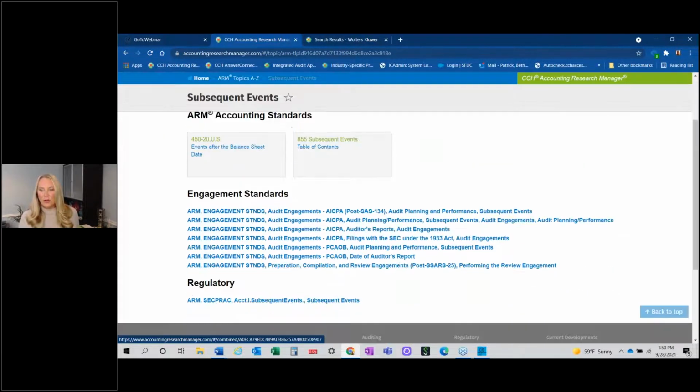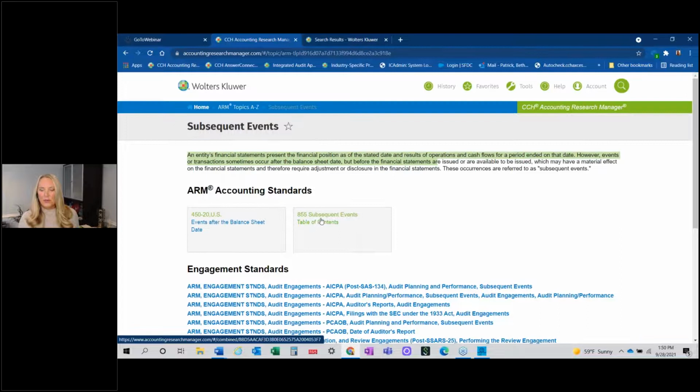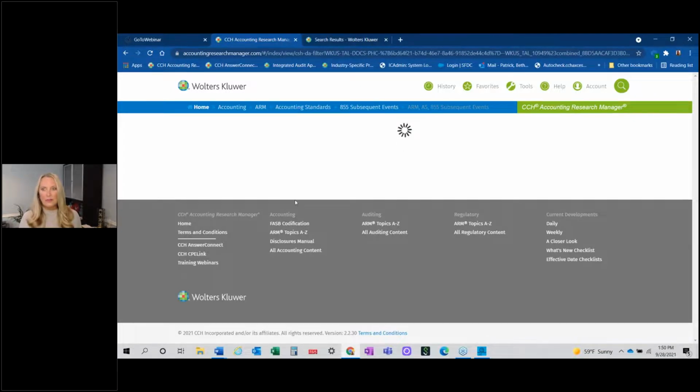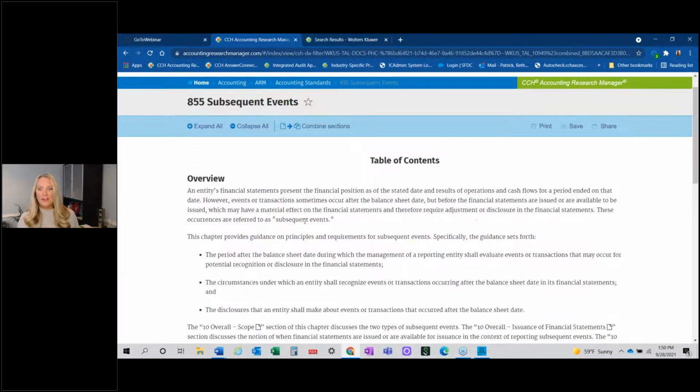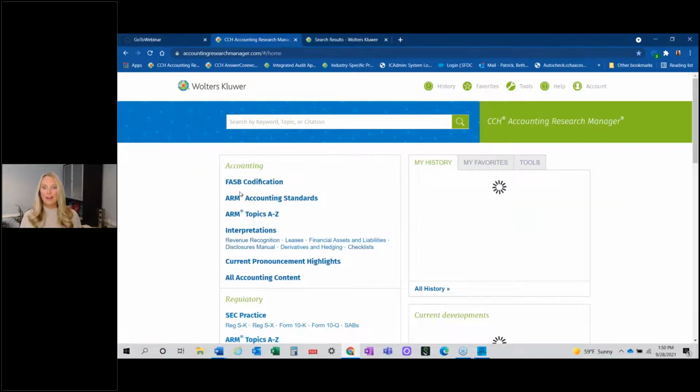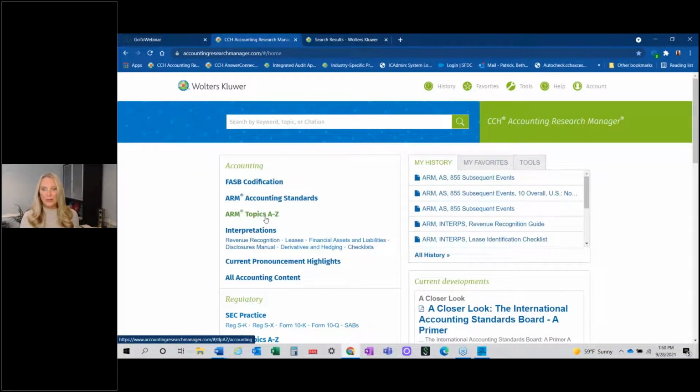Down below, this is more audit related, but today I'm just focusing on the accounting. But if I clicked into this 855, this is exactly where I just was with you when I was showing you our topical approach on 855. Let me just scroll down. And we went into one of those topics there. So if you don't know the number, one of the things our customers like, hey, let's get more people involved in the research. Maybe they don't know these numbers like I do. Topics A to Z is a great teaching point.